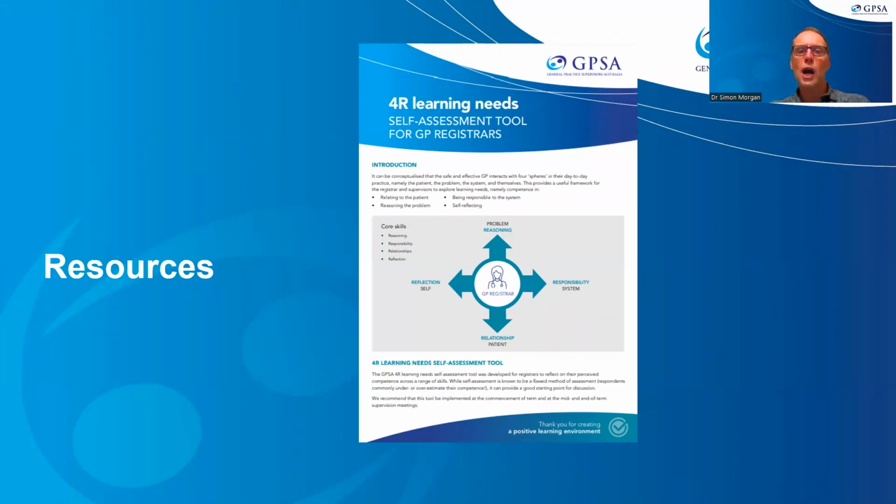And this is one called the 4R self-assessment tool for GP registrars, which is really around learning needs and talks about the way a GP registrar works and the four directions they face. They have to interact with the patient, and that's all about the relationship. They have to interact with the problem, and that's all about reasoning what's happening. They have to interact with the system, the wide world, and that's the responsibility to the outside world. And they have to interact with themselves. They have to reflect. Happily, they are all R words, and we've turned that into a resource that you might like to use with your registrars to help identify what their gaps are.